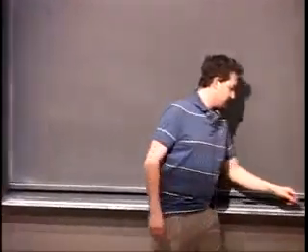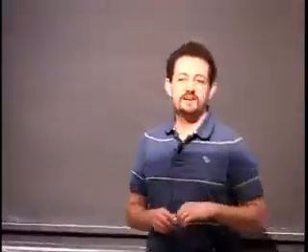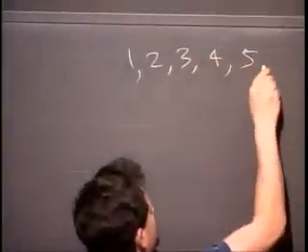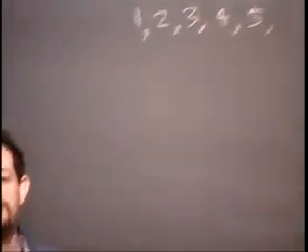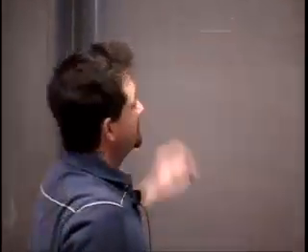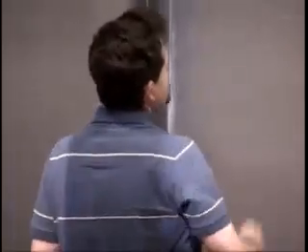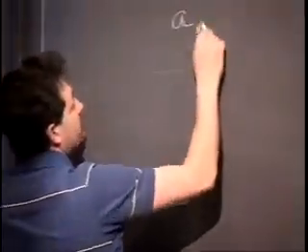So a sequence is just a collection of numbers in order separated by commas. So you could do something like this. The dot dots mean that this is an infinite sequence. It goes on forever. Well, often these things are specified by formulas.